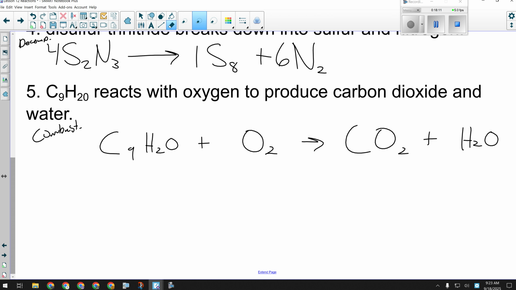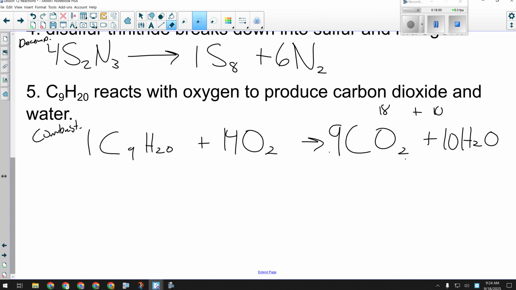Okay, alphabetical order, starting with carbon. 9 carbons there, 9 carbons there. Okay, that's supposed to be a 20, not an O. 20 hydrogens. Okay, 20 hydrogens. And now I can do the oxygens. 9 times 2 is 18, plus 10 more is 28. 14 there, and it should be balanced. Okay? How are we feeling about those?